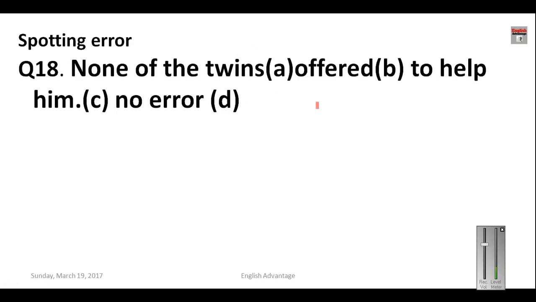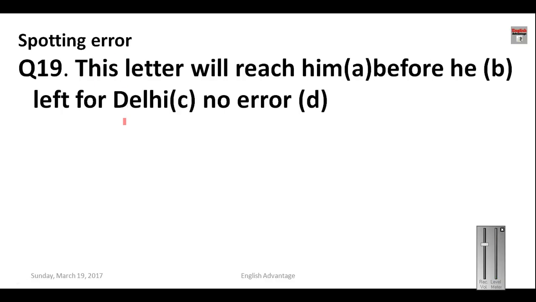Question number 18. None of the twins offer to help him. Now none is used for more than two, but since we are talking about only two persons here, in place of none, we will use neither. So this none is wrong here, and your answer will be A. Question number 19th. This letter will reach him before he left for Delhi. Okay, please look at this sentence closely.